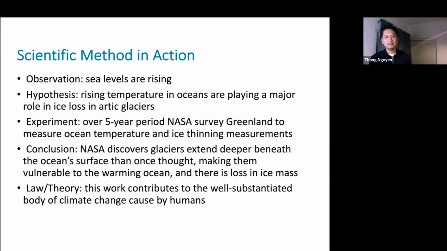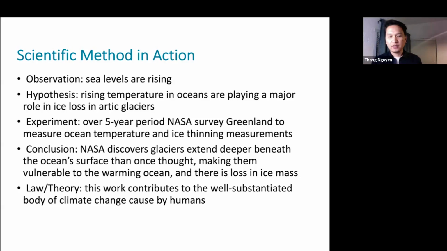Here's another one that's more real-life science. Let's say there's an observation that the sea levels are rising, meaning that the ocean water level is creeping up higher and higher every year. So what is the reason for this? What is the hypothesis for this? One hypothesis is that rising temperature in the oceans is playing a major role in the melting of Arctic glaciers and therefore adding more water into the ocean, making it go higher. So how would you make experiments for this? It's over some period of time.